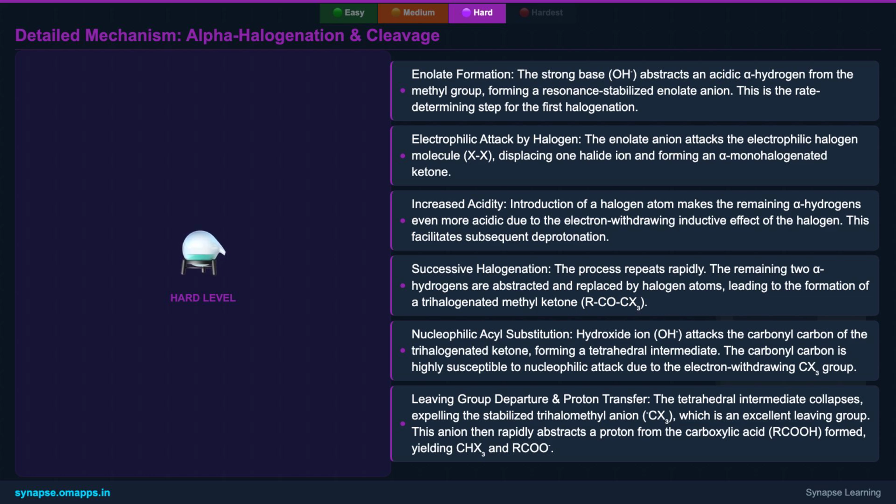Hydroxide attacks the highly electrophilic carbonyl carbon of the trihalogenated ketone, forming a tetrahedral intermediate. This intermediate then collapses, expelling the trihalomethyl anion, which is an excellent leaving group due to its stability. This anion quickly protonates to form the haloform.